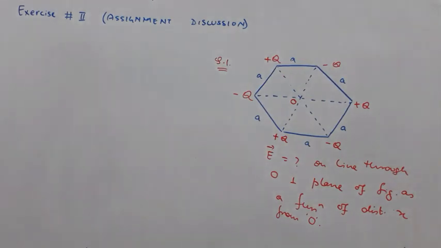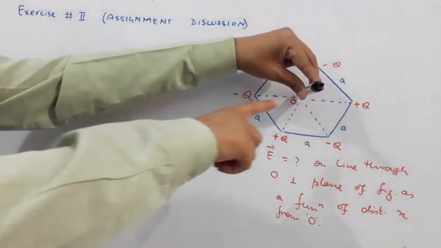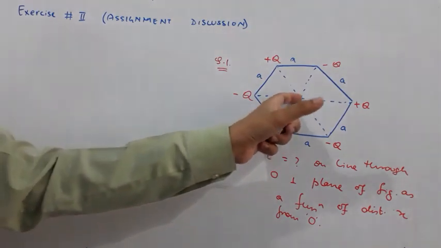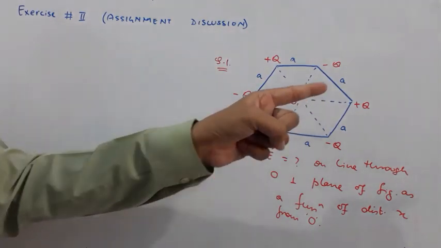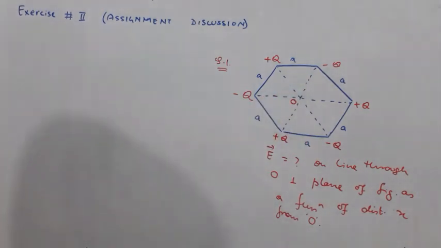That means this is the line. On this line, at some point which is at distance x, this distance is x. At that point, we have to find the electric field.